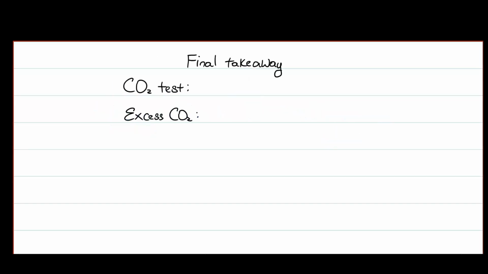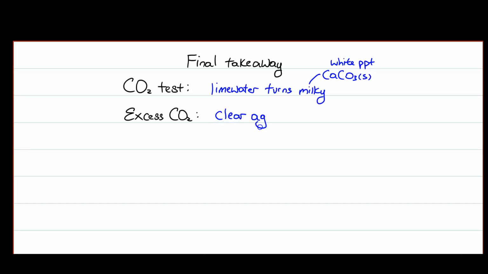So the full idea is this. Carbon dioxide first turns lime water milky, because a white precipitate of calcium carbonate forms. With excess carbon dioxide, the precipitate reacts further and dissolves, so the solution turns clear again. That is the chemistry behind the observation.